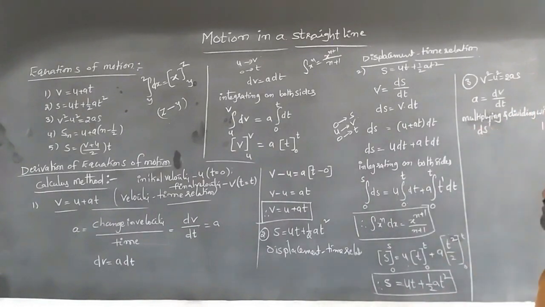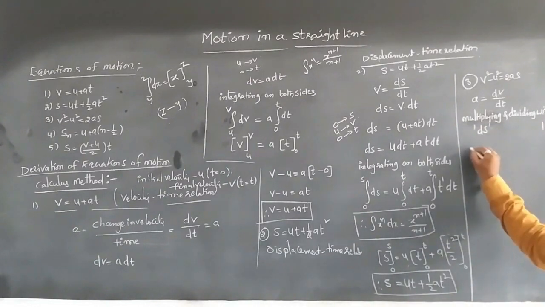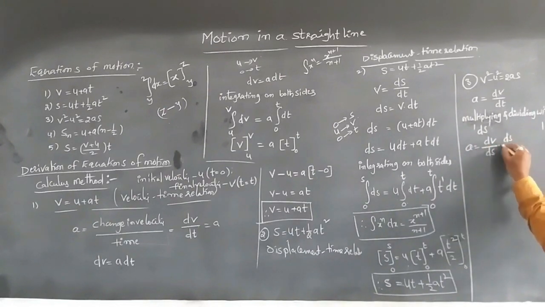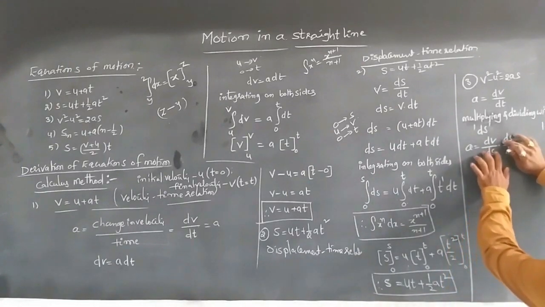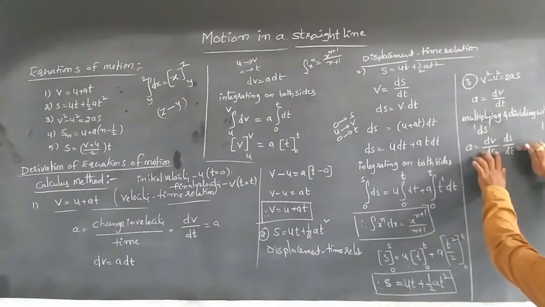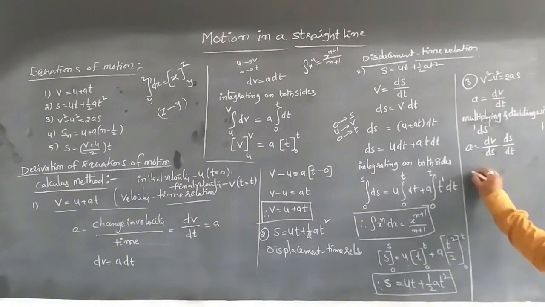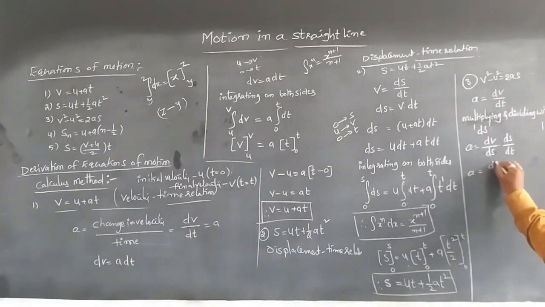Multiplying and dividing with ds, we can get that a is equal to dv by ds into ds by dt. Can we write like this? By cancelling ds, we get the same thing, a is equal to dv by dt. So here a is equal to dv by ds into ds by dt.